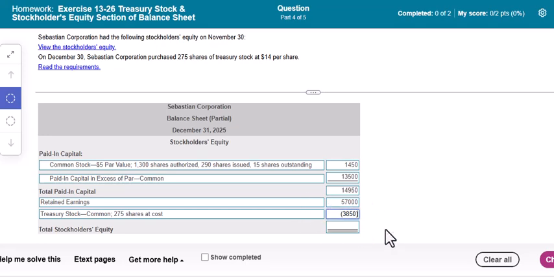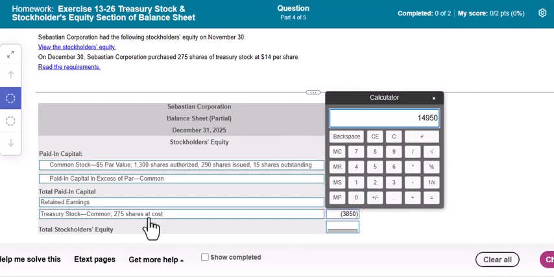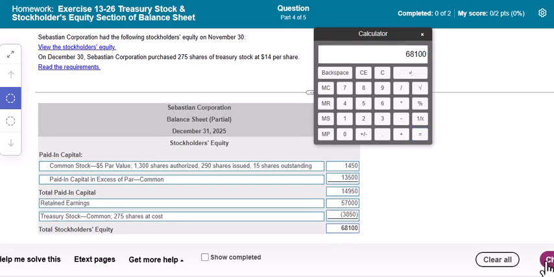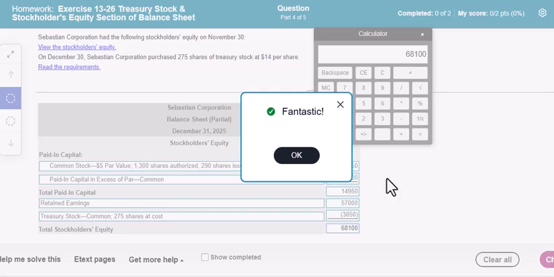Make sure you put in the parentheses to make it negative, and then we can add these through. So the 14,950 for the total paid in capital plus the 57,000 retained earnings. And then we're going to subtract out the 3,850, and that amount is going to be 68,100. So let's enter that in. And then I'm going to check our answer. It's a little bit off on the right here, outside of the screen range where I'm hitting check answer. And it says fantastic.